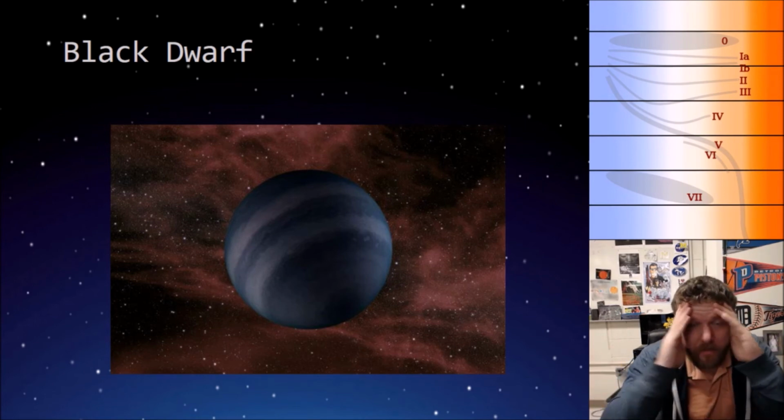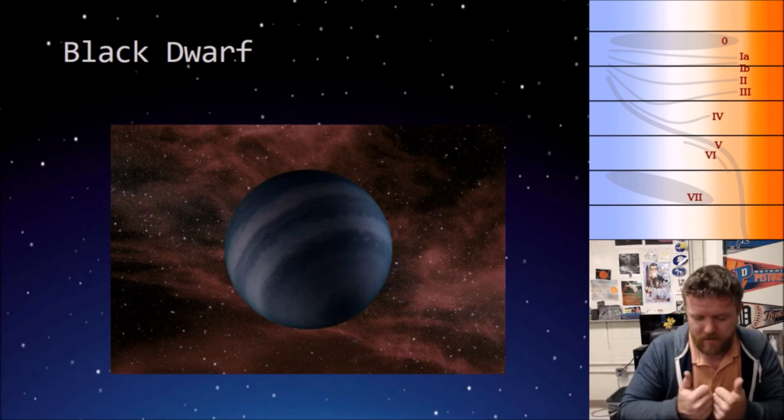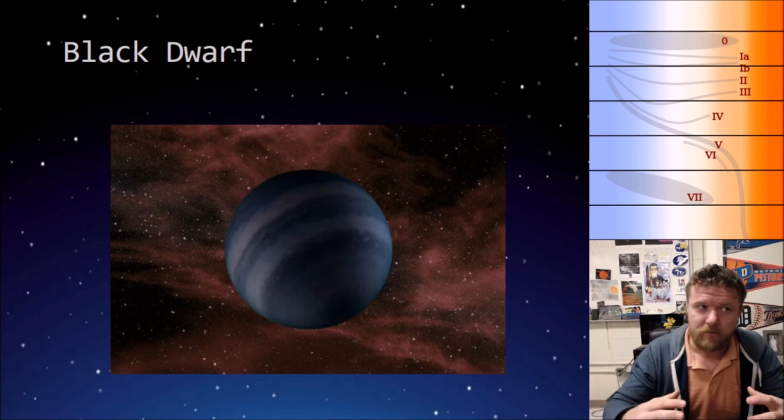What is electron degenerate matter? If you remember, fusion in a star is pushing out against gravity, right?